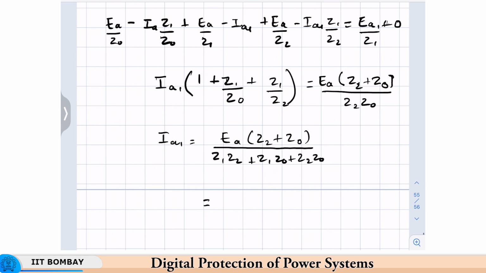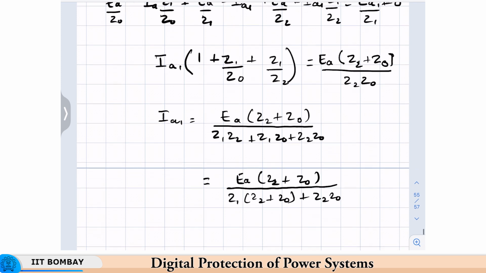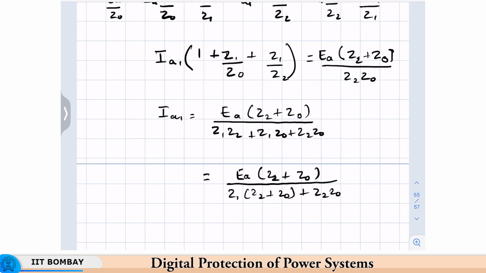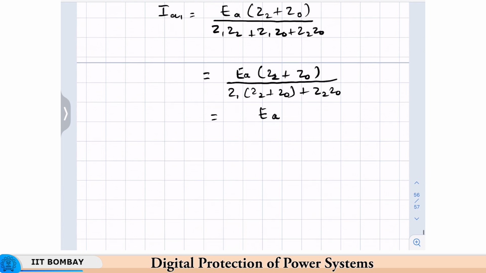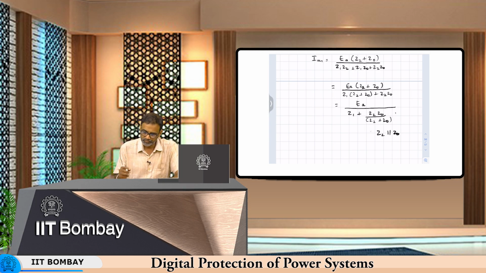So, we will just quickly do some manipulation here. We will get Z1 out. What we will do is divide the numerator and denominator by Z2 plus Z0, which will leave us with EA upon Z1 plus Z2 Z0 upon Z2 plus Z0. So, what is this term Z2 Z0 upon Z2 plus Z0? It is nothing but Z2 parallel with Z0. So, what does this suggest?